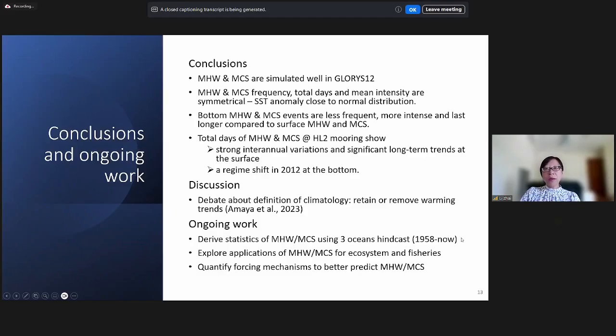hindcast, which will be produced by our colleague Xianmin Hu. We could also explore applications of marine heat waves for the ecosystem, which is led by Hui Shen at DFO. And then we could also quantify forcing mechanisms to better predict marine heat waves and cold spells. Okay, thank you.